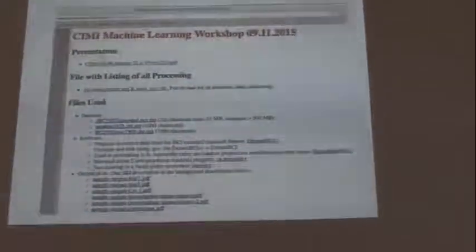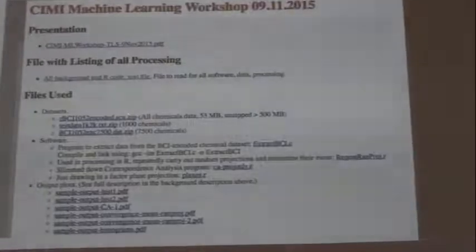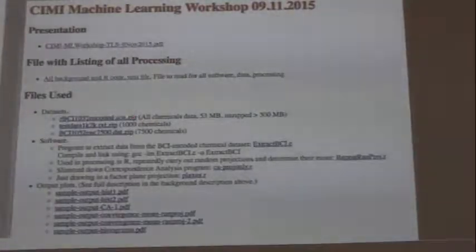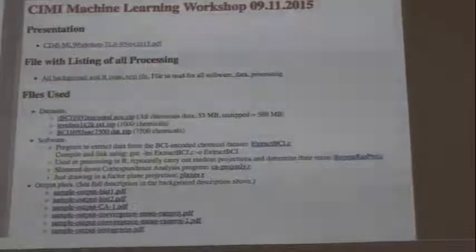The chemical data set is in a zip file. It's actually in a particular encoded form, and consequently I've got a program there, which we can see, which will allow the data to be extracted from that particular encoded form. And that's another, by the way, text version of 1,000 of those chemicals.